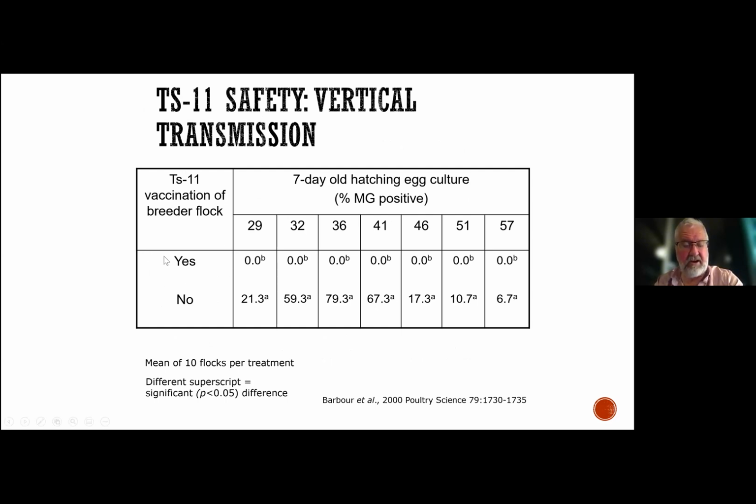So here we have the TS11 vaccinated flocks and unvaccinated flocks, and this is using this 7-day hatching egg culture from the embryos from these breeder flocks from 29 to 57 weeks of age. And they found no vertical transmission of the vaccine or of wild strain in any of these flocks. And in the unvaccinated flocks, they found a lot of vertical transmission, peaking at 80% of embryos at 36 weeks, and then natural immunity decreasing the amount of vertical transmission there.